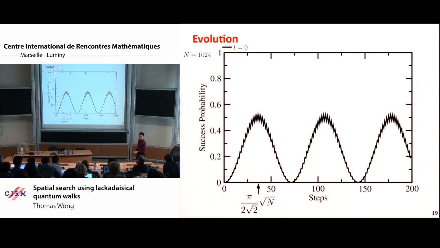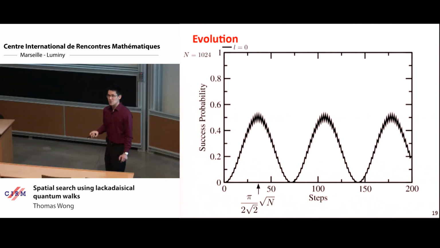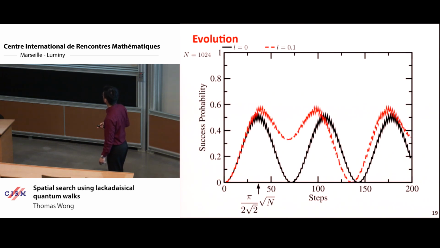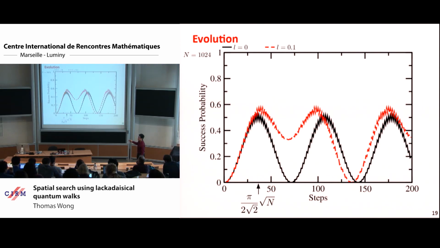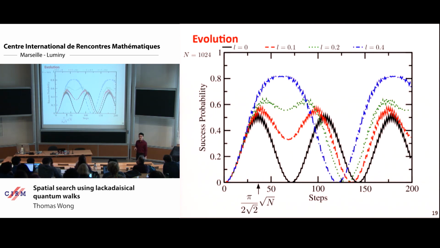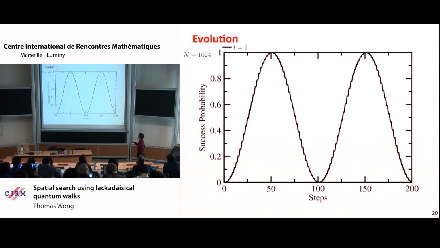So this is the quantum walk version of Grover's algorithm without lackadaisical, just the normal coin quantum walk version. If you make it a lackadaisical quantum walk, let's see what happens. Instead of L being zero, let's increase L a little bit to 0.1. You see that the success probability you reach, instead of a half, is a little bit higher. If L is 0.2, you reach a higher value still. If L is 0.4, it's even higher. If L is 0.8, it's almost at 1. Let's clear the graph and keep going. If L is 1, you do reach a success probability of 1.